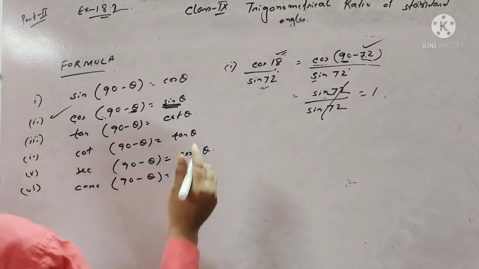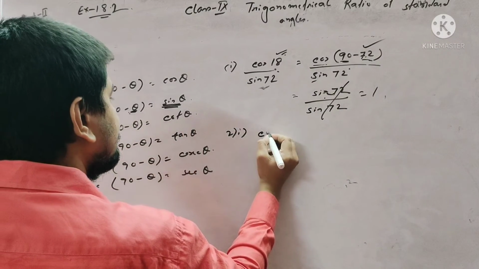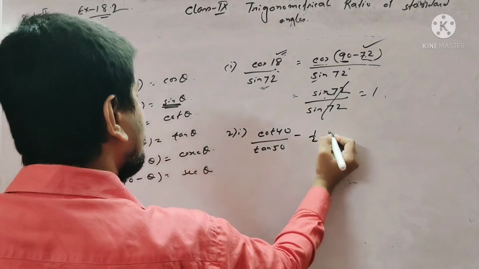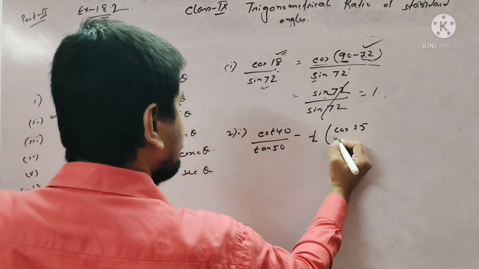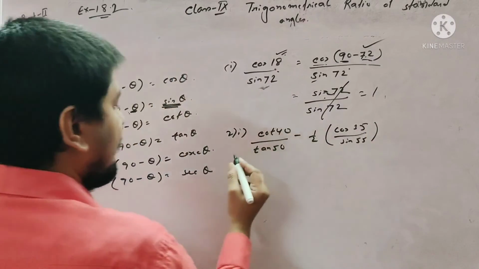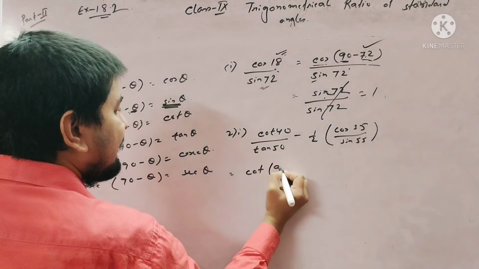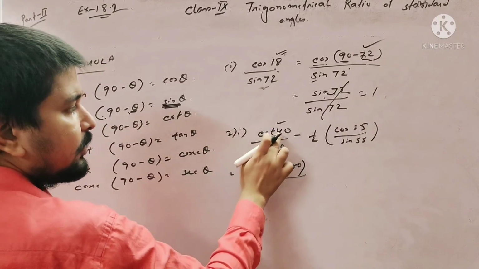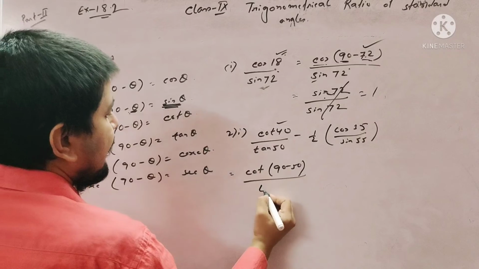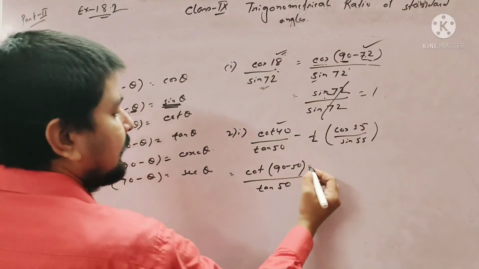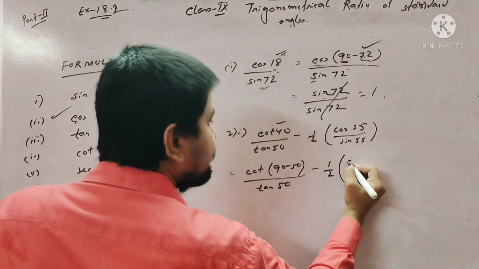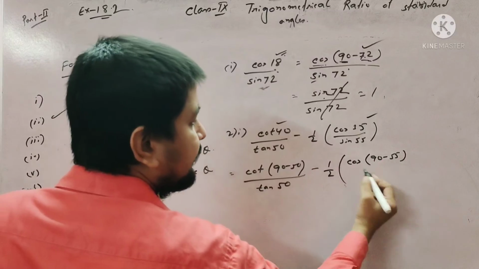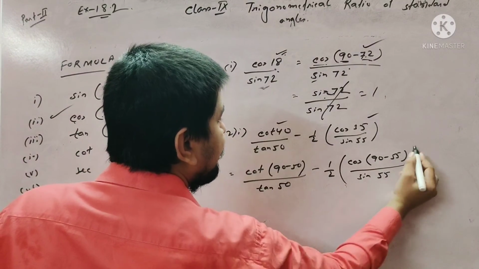Question 2.1. Cot 40 tan 50 minus half cos 35 sin 55. Again the same process. We write cot of 90 minus 50, because 90 minus 50 equals 40. And the denominator portion stays the same. Again half, and in place of 35 we write 90 minus 55, because 90 minus 55 is 35 degree. And here is sin 55.